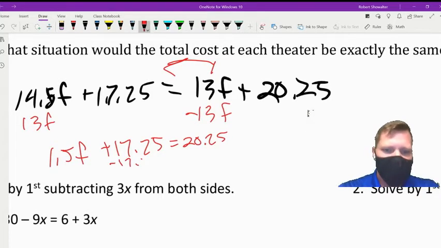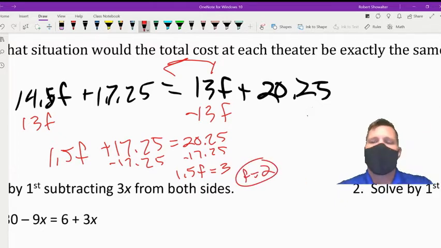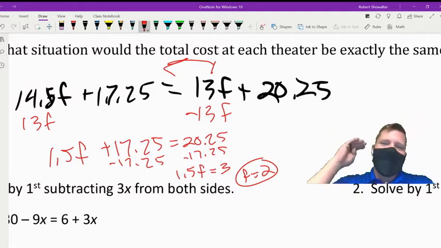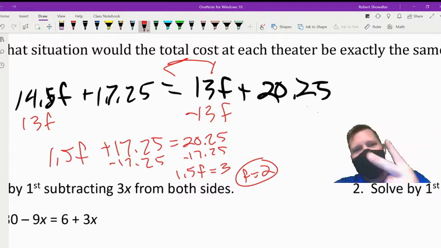Then we subtract 17.25 from both sides, and we get 1.5F equals 3. Divide by 1.5, and we get F equals 2. What does that number mean? Now, that number means the number of friends at the break-even point. So one of the theaters is going to be cheaper with 2 friends.